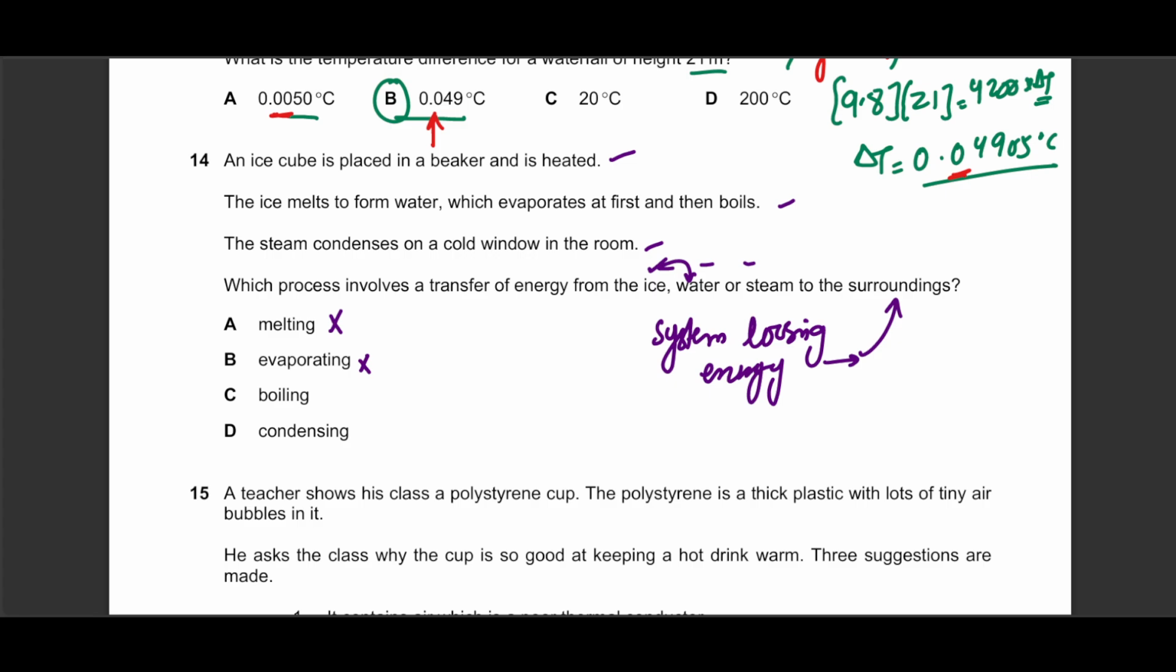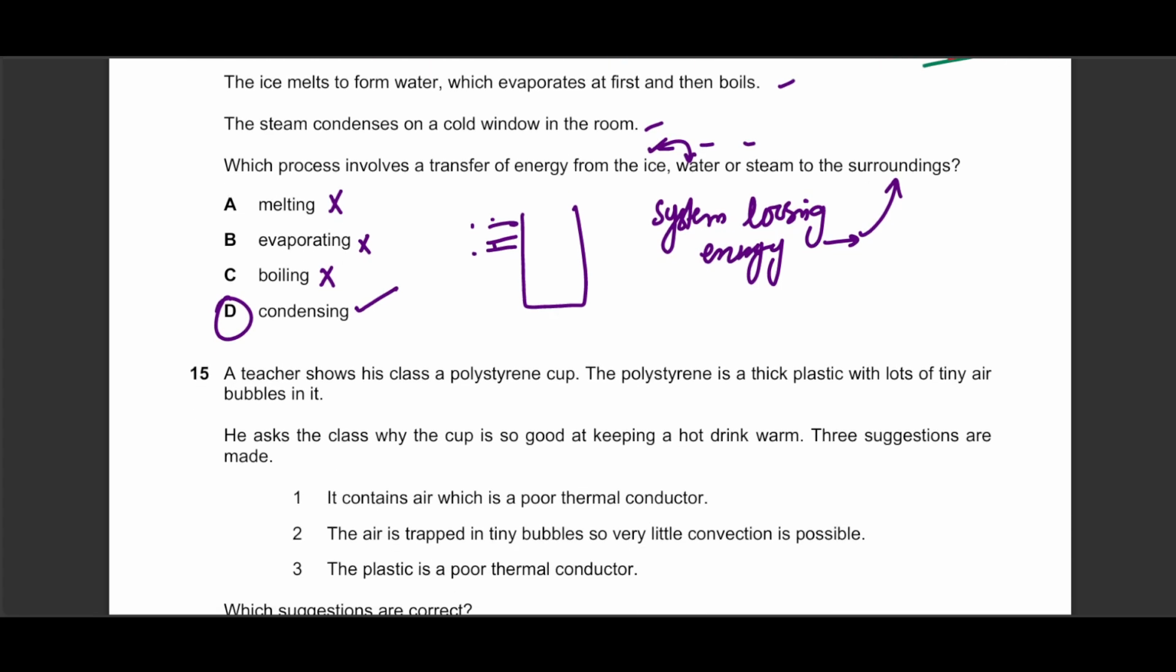Then we have boiling. Again, boiling requires external sources of energy. Only condensation is the one in which the gas molecules, if they collide or if they come close to a colder surface, manage to give off their energy to the surrounding and eventually become a liquid. So this is how condensation works.